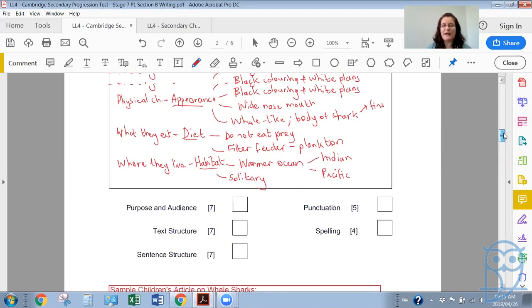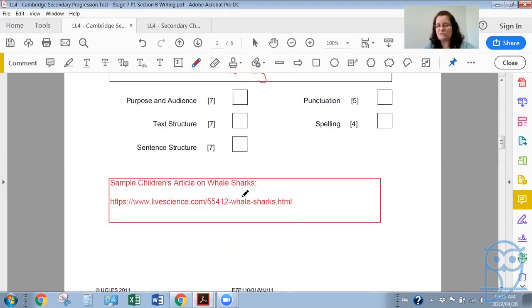So let's have a look. I have chosen, because I don't have time to write this all out, an article that we can look at online. And just to give you a better idea of the kinds of things you could explore in an article that you were going to write.